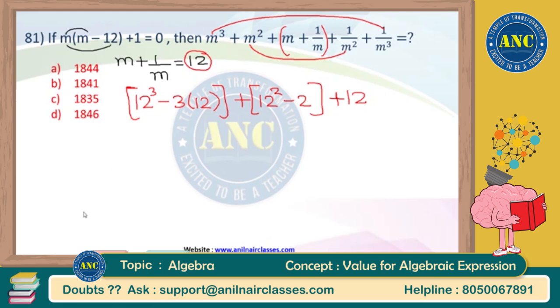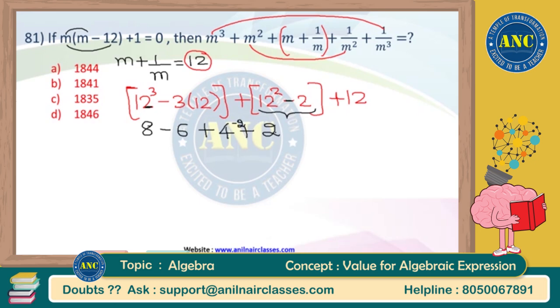But you don't need to do that if you are smart enough, because 12 cube's unit digit is 2. 2 cube is 8, right? 12's unit digit is 2, 2 cube is 8. 8 is the unit digit here, minus 3 into 2 is 6, plus 12 square is 144, 144 minus 2, this entire thing's unit digit is 4, plus 12's unit digit is 2. Sorry, this is a small mistake, sir. 12 square is 144. 144's unit digit is 4, and this minus 2 I will write as it is, or the entire thing's unit digit is 2, right?